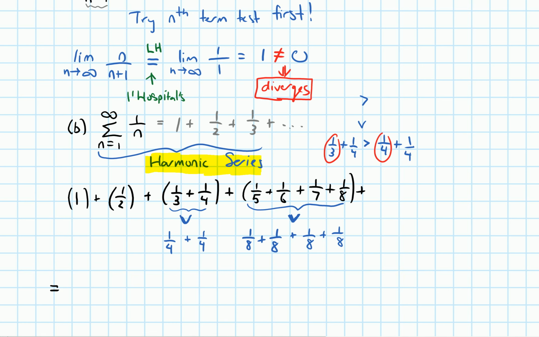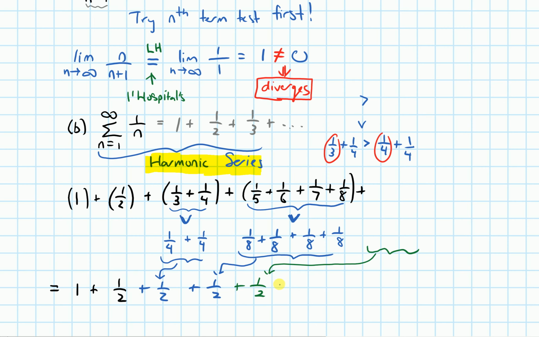All right, so now, after I've done these inequalities, what does this simplify to? I have that 1 at the front, and then I have this 1/2. When I add up 1/4 plus 1/4, that is also 1/2. When we add up 4 1/8s together, that's also 1/2. And at this point, we might be able to see that the next group of terms would be 8 1/16s. That is also going to add up to 1/2. And all the subsequent groups like this will keep adding up to 1/2.